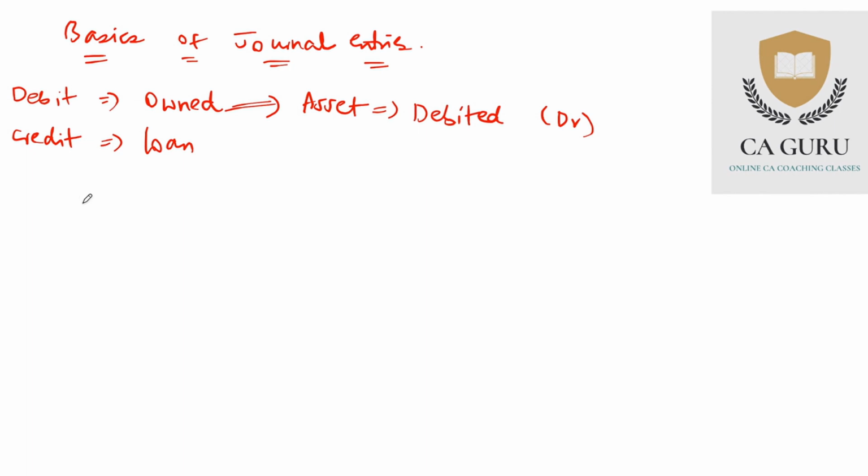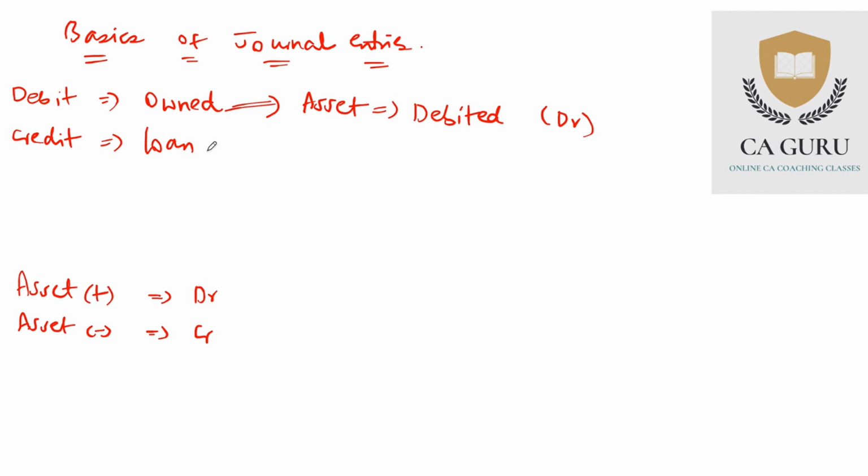Whenever an asset increases, we are debiting the asset, but when an asset decreases, we will credit the asset. That means the asset value is coming down in our books. If the asset value goes up, then we will debit. If the asset value comes down, we will credit. This is the basic logic.